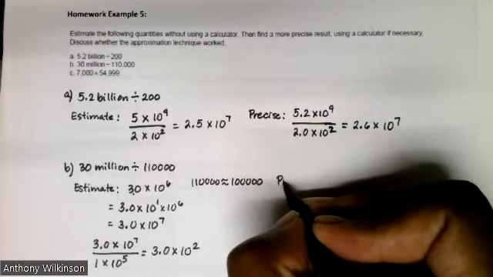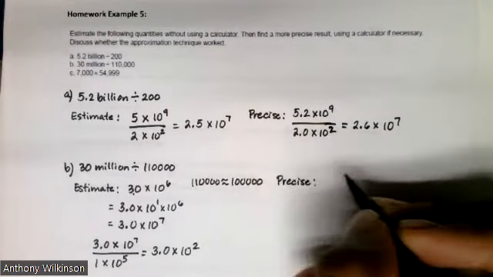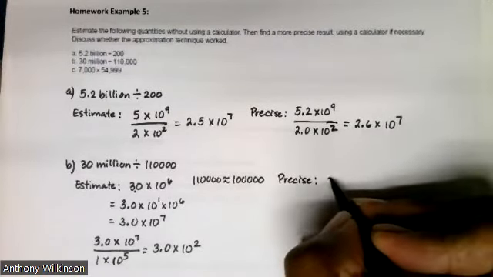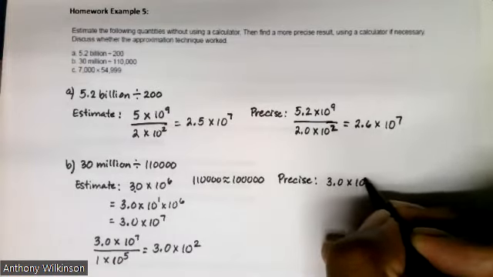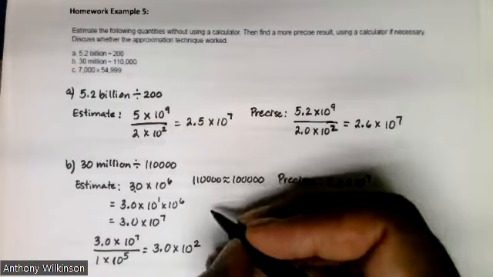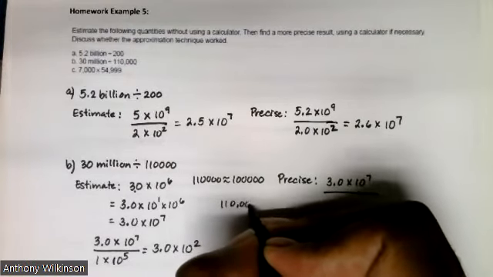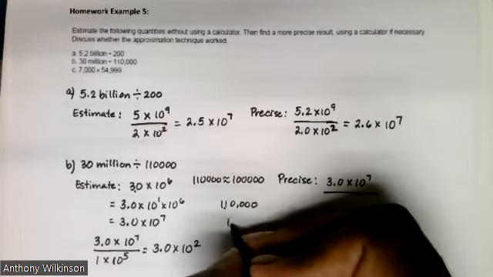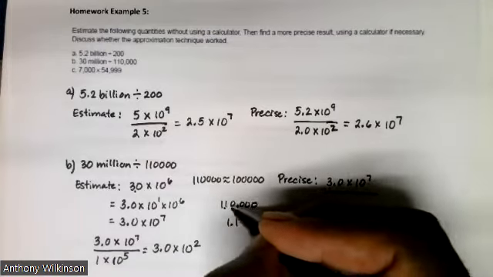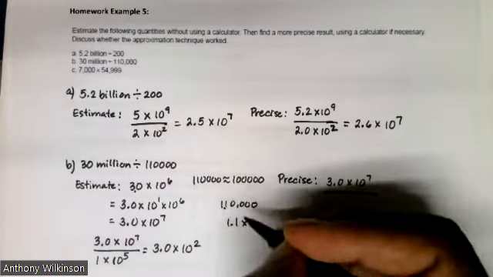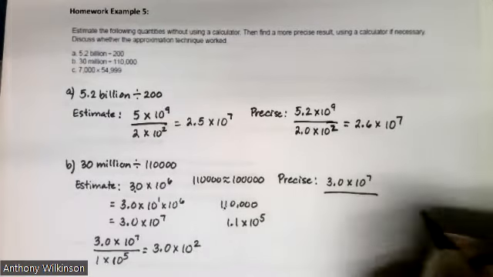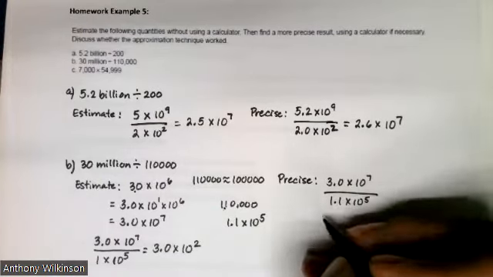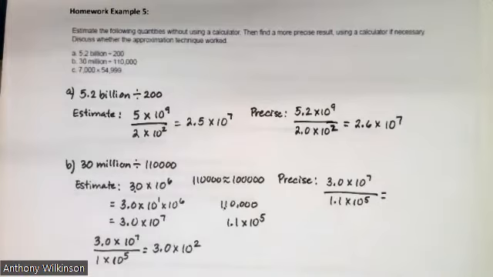Now for a precise answer, in other words, we want the exact answer. 30 million was 3.0 times 10 to the 7th divided by 110,000. If I want that in scientific notation, I have to put the decimal point behind the very first one, so it'll be 1.1. And notice that there are 5 digits behind that decimal point that I placed there. So it'll be 10 to the 5th. So I have 1.1 times 10 to the 5th, and we're going to divide that into 3.0 times 10 to the 7.